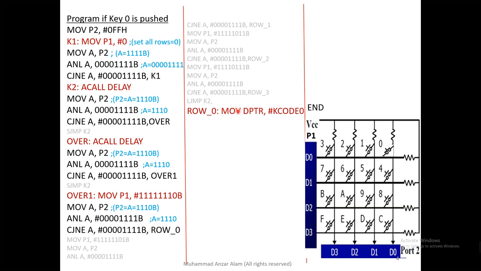And what this is doing, this is moving the key code 0 value to the data pointer. What is the key code 0 value here?